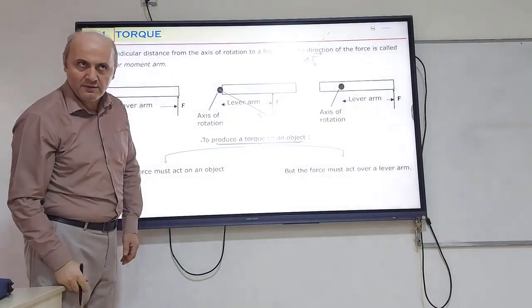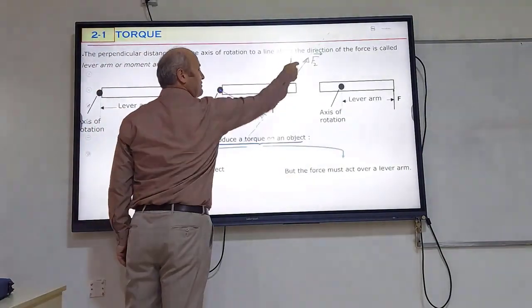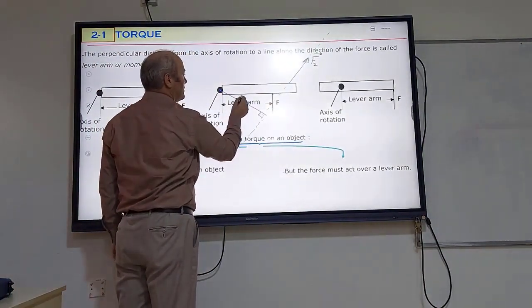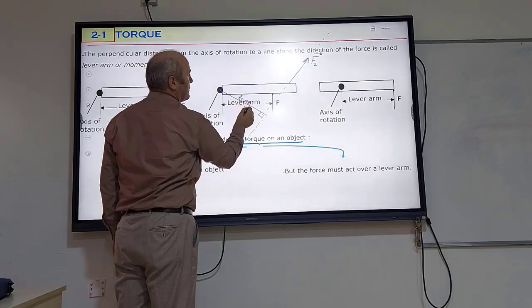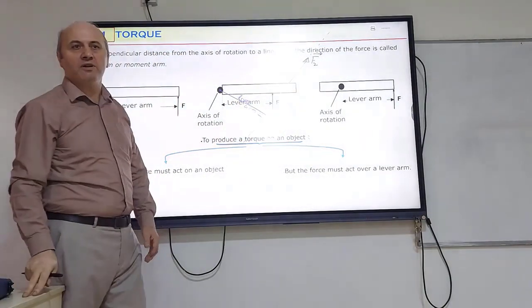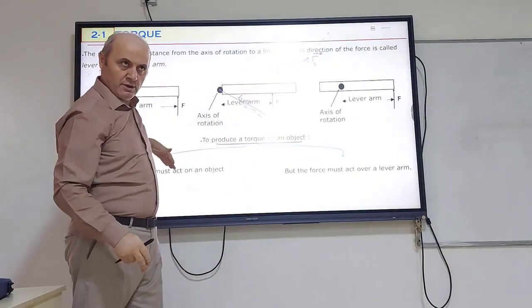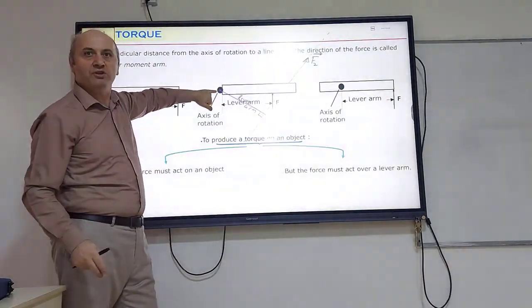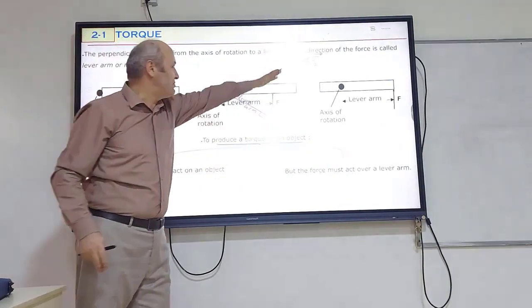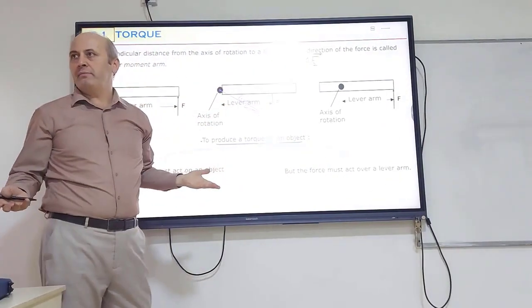Almost 90, correct? So what is the linear arm for that force? This green line. This is the method of how we draw the linear arm. Draw a line along the force, then start from the axis of rotation and draw a perpendicular distance to that line. It is the linear arm.